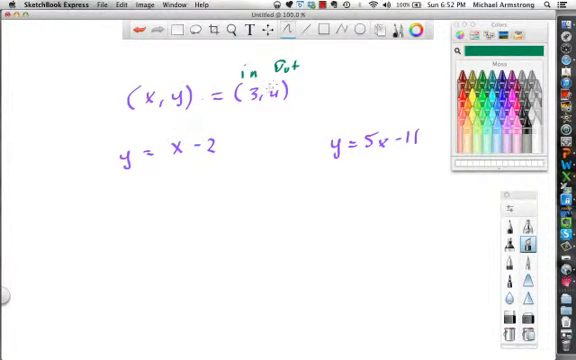So we want to see if it's true. So the output is 4, and x is 3 minus 2. And so 4 is equal to 1. 3 minus 2 is 1. That does not work.